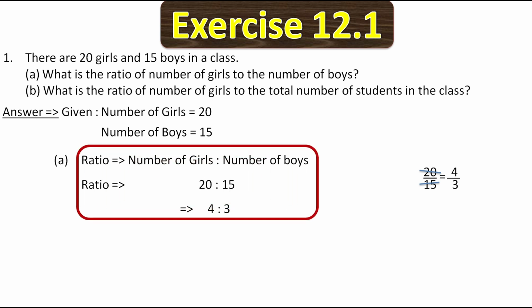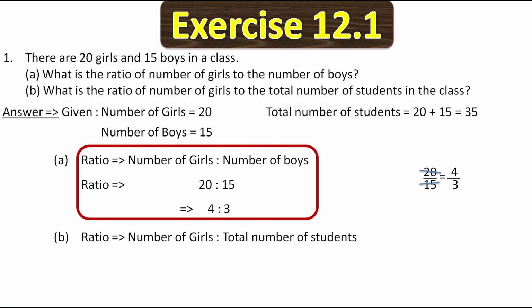Now let's move to the B one. That is, what is the ratio of number of girls to the total number of students in the class? We know the number of girls and we know the number of boys. We don't know the total number. So we have to add them. Therefore, the total number of students are 20 plus 15 gives you the answer as 35. Therefore, now the ratio will be number of girls to the total number of students, and that will be 20:35.